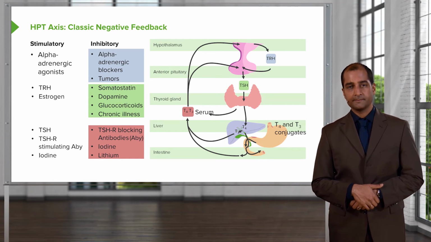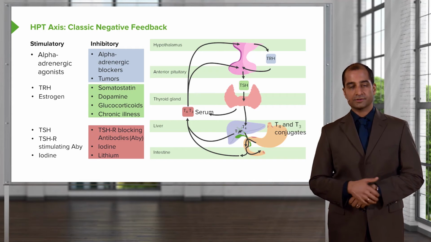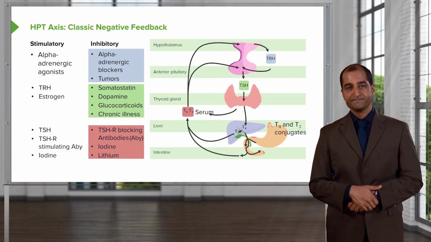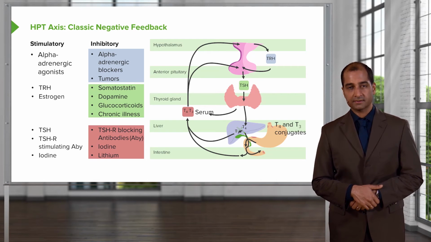Lithium is a big one. Lithium. Two major organs that lithium is responsible for causing dysfunction, and that you're responsible for. Number one, thyroid gland, and number two, the kidneys, bringing about a nephrogenic type of diabetes insipidus picture.